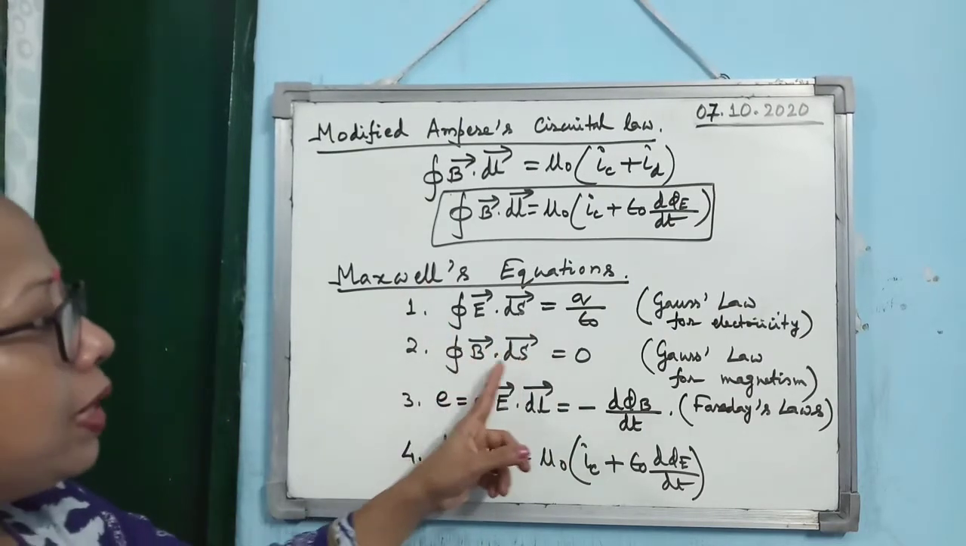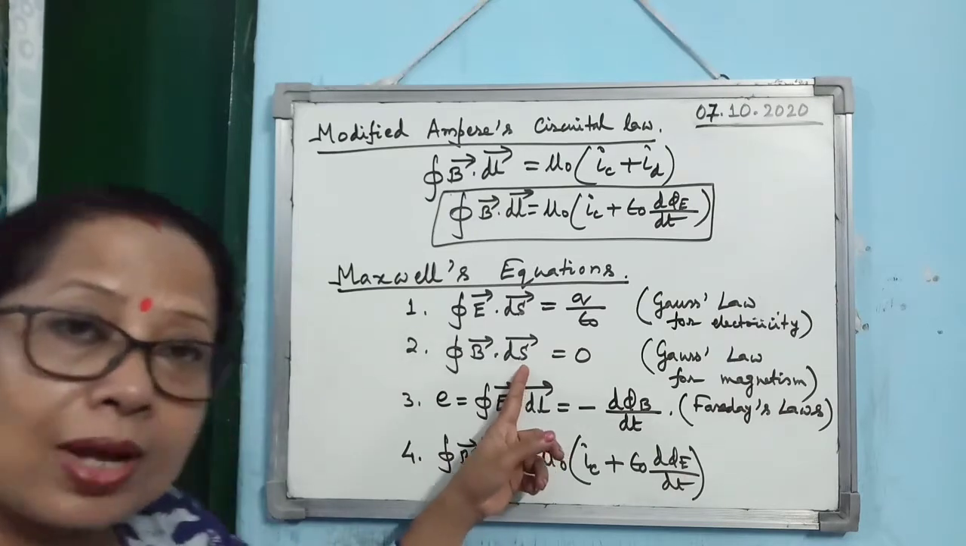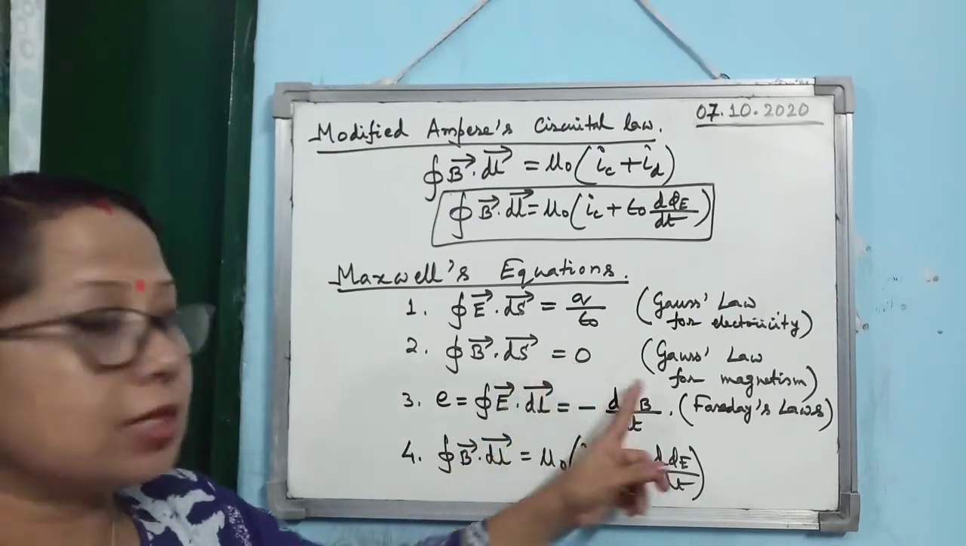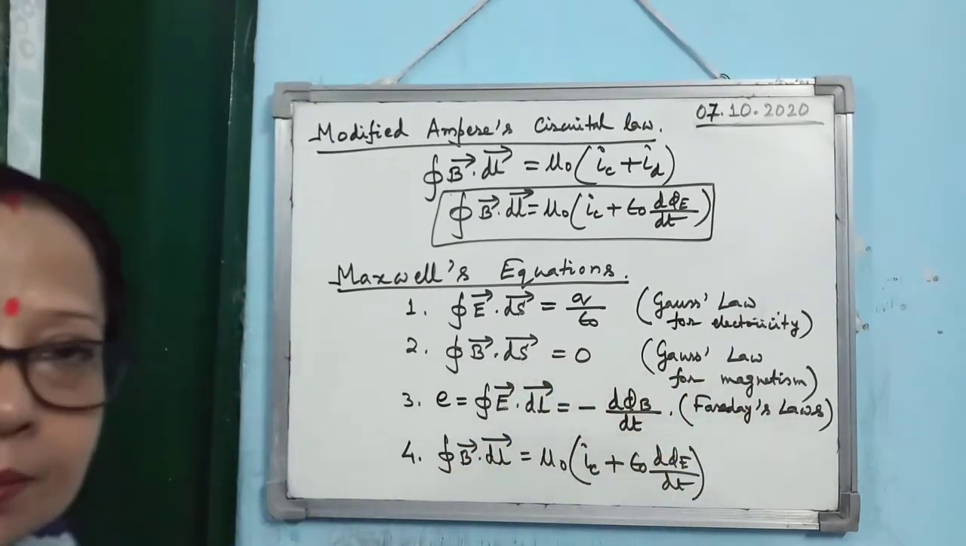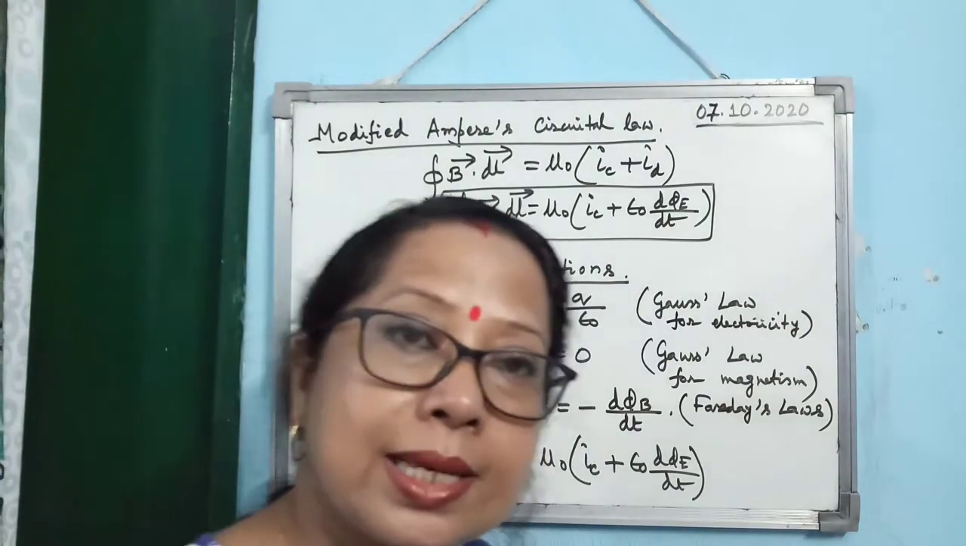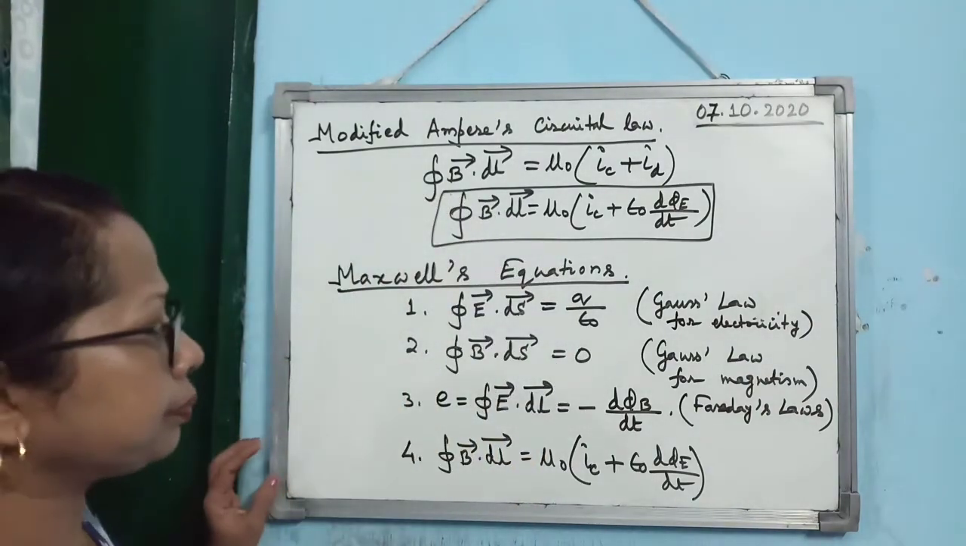Then integration B dot ds represents the magnetic flux. It is equal to 0 because this is Gauss's law for magnetism, because a monopole never exists. Now come to the third one.